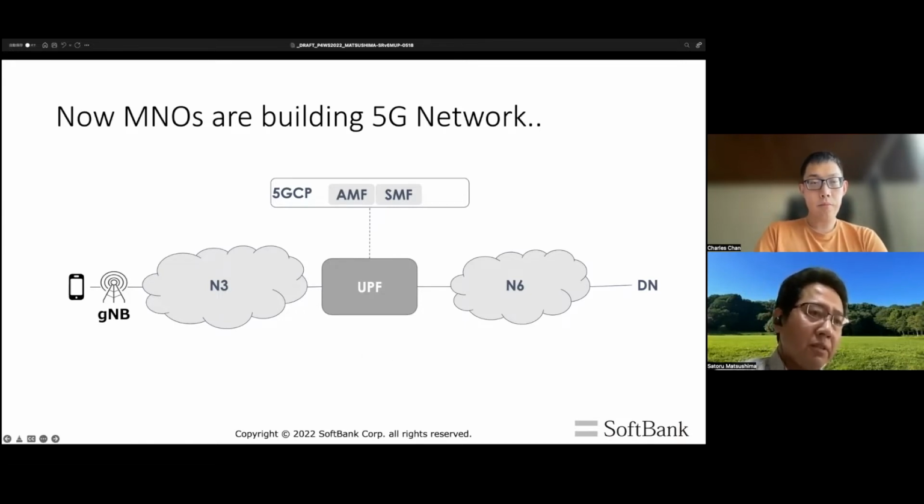In the middle of N3 and N6, the UPF exists, controlled by 5G core functions like the AMF and SMF. The UPF cross-connects the session from the terminal we call the UE, user equipment. So the connectivity is handled at the UPF and then connected to the internet and other enterprise-specific networks through N6 and the DN. That's the really typical view from the standard architecture point of view. I think no one has doubts. What we are doing is like this, not only for us but for every 5G MNO.